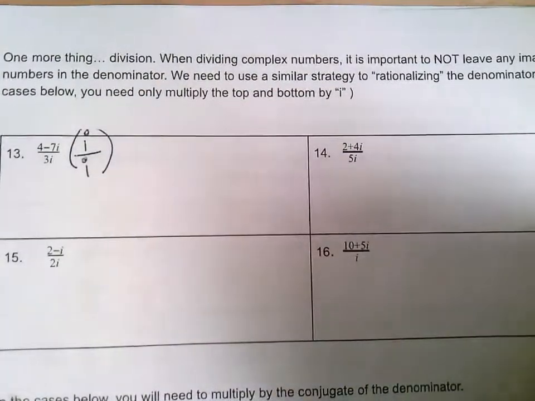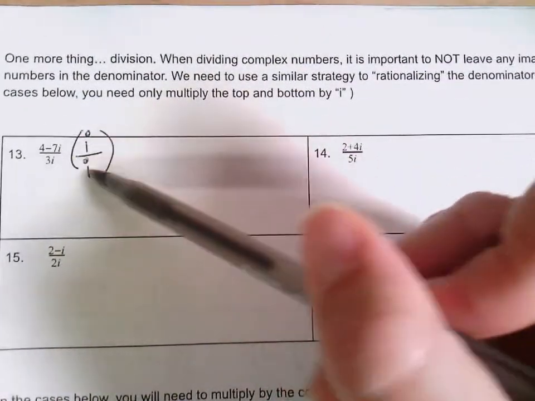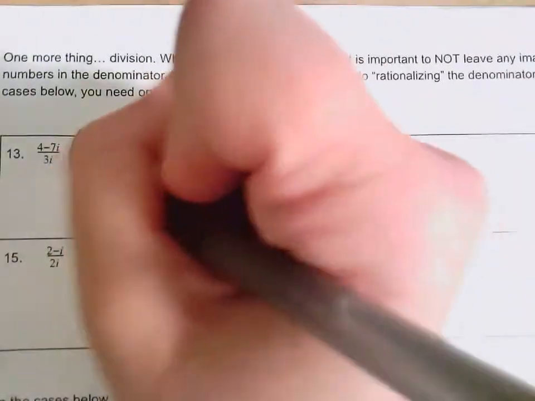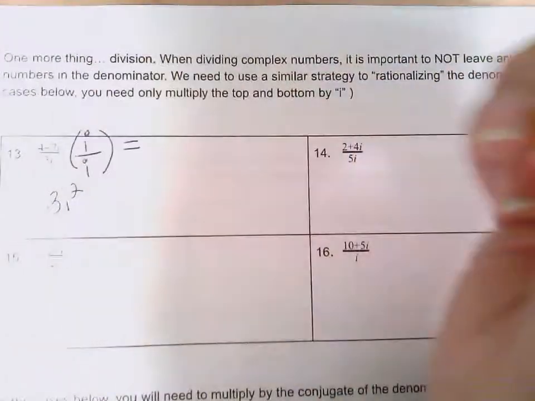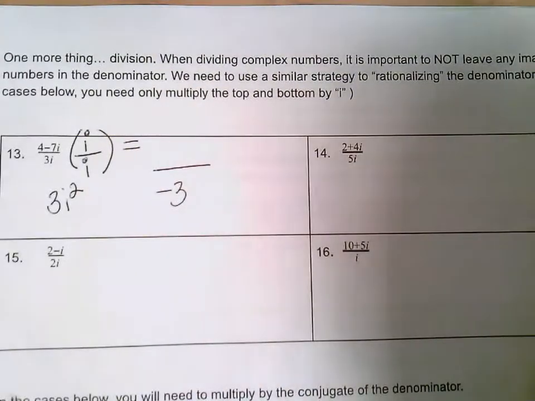Because if you multiply anything times a fraction that's the same number over itself, it's like taking whatever you started with and multiplying by 1. So you're not changing the value of what you started with. In the denominator, you're going to get 3i squared, which is just negative 3. So you've eliminated i from the denominator, which was your goal.